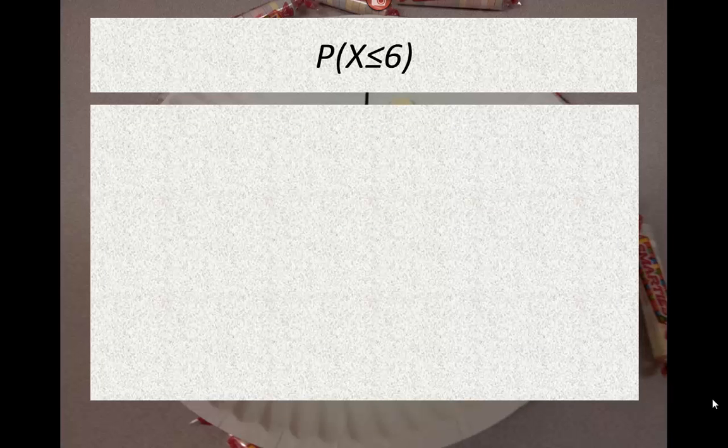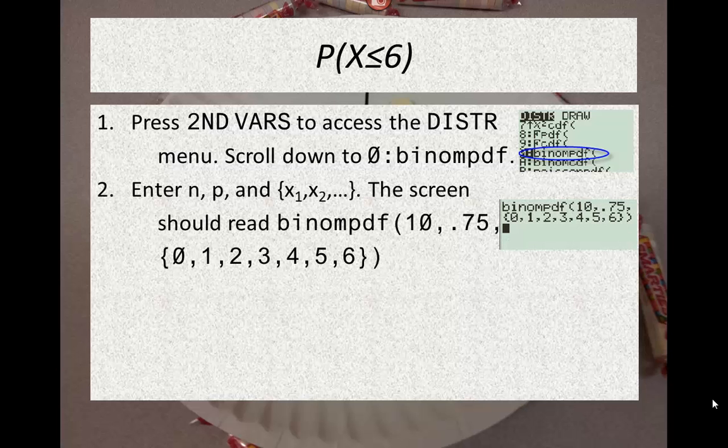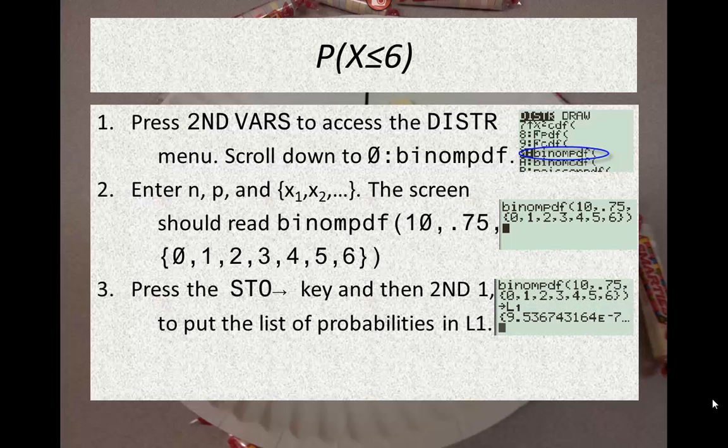There are a couple of ways to do this on your calculator. We will use this way. Select the binompdf choice and enter n and p as before. This time, though, instead of entering one number for x, we enter a whole list of numbers for x: 0, 1, 2, 3, 4, 5, and 6. You can enter a curly bracket by pressing 2nd and the parentheses key. We want to store the output of this command in a list, so press Store and L1 to enter the output in the list L1.